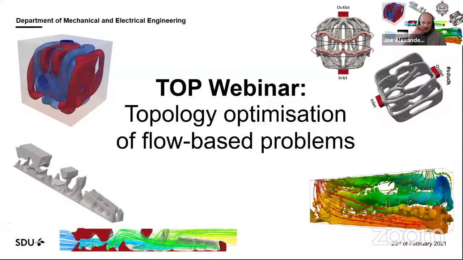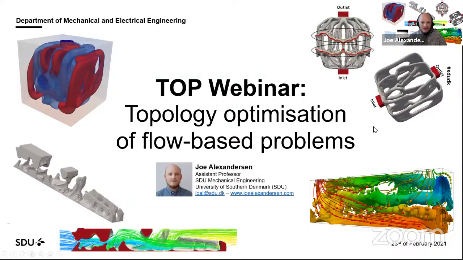So I'll just put together a very brief introduction here. Today is going to be all about flow-based problems, so fluid-based problems. And we have some nice presentations here today. Just briefly on me: I'm an assistant professor at the University of Southern Denmark, and I've been working with topology optimization of flow-based problems for some years now. So I'll just be giving a short introduction here.